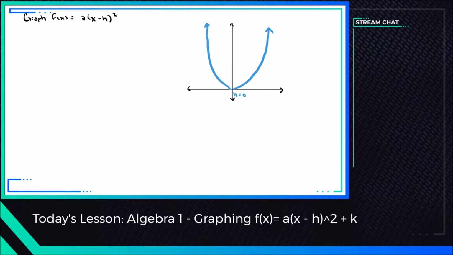All right, when h is greater than 0, the function f of x equals a times (x minus h) squared moves h units to the right. So you're going to move to the right if h is greater than 0.